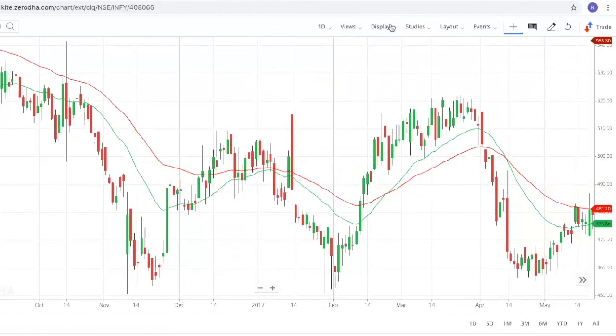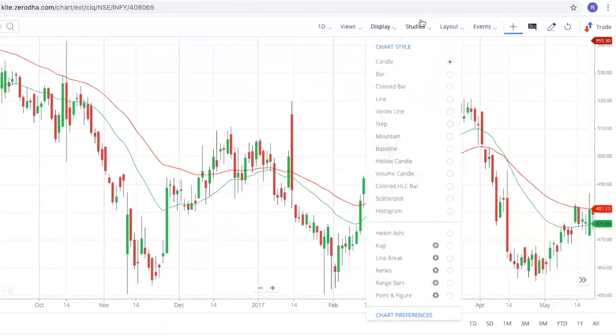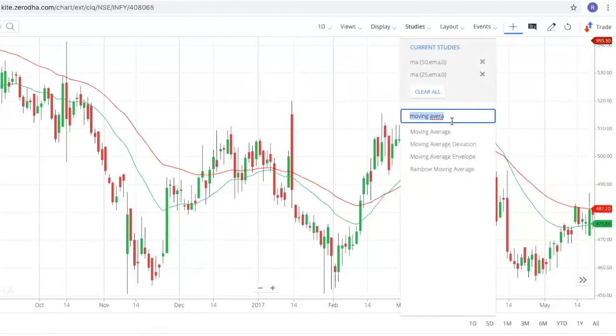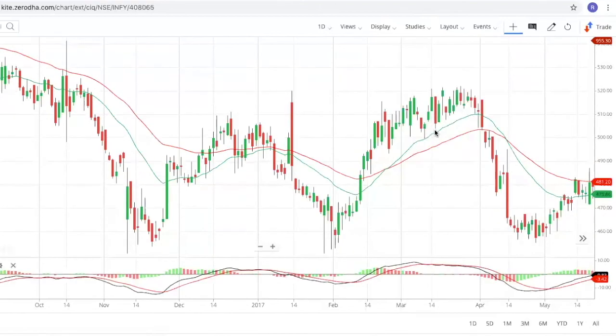Another indicator which we'll select is MACD, moving average convergence divergence. So this is the MACD indicator. For those who don't know about it, I'll brief you a little bit. MACD is a momentum indicator. It's also a lagging indicator, but it gives a very clear idea about the movement or direction of the market. It has two lines.